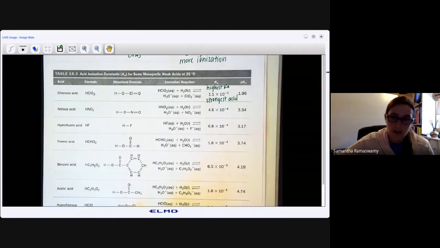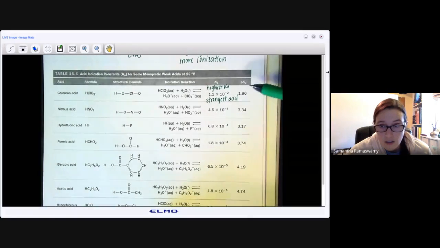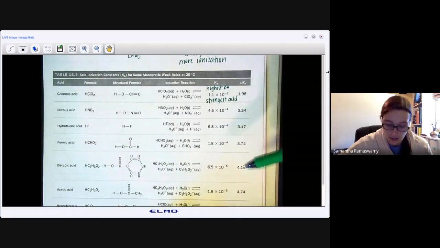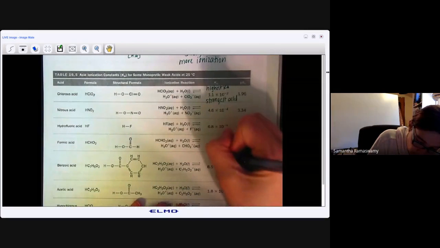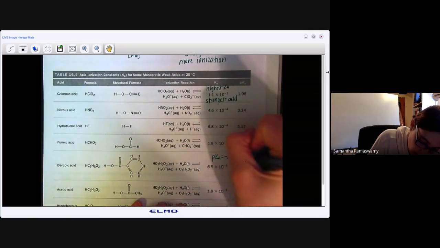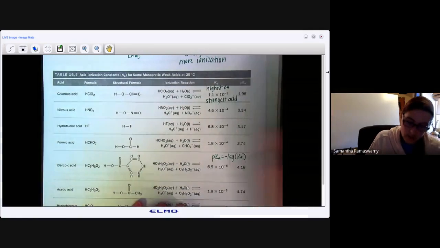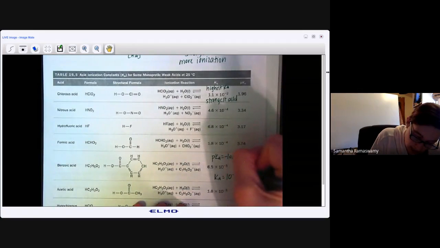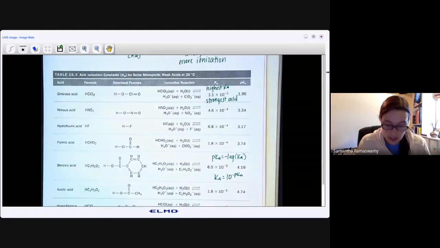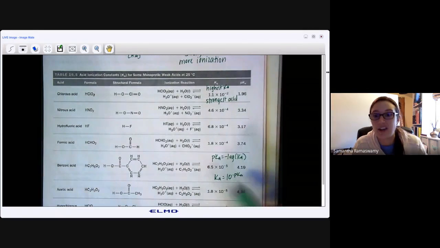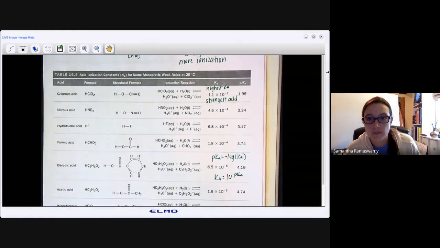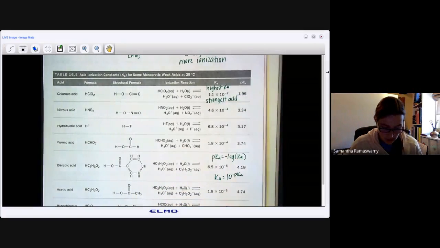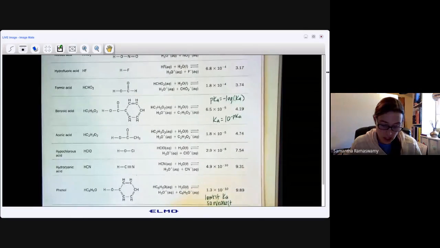Notice how they gave us the pKa? Remember that if they give you the pKa, they give you the Ka. The relationship between the two is that pKa is negative log of Ka. So if you have to go backwards, the Ka is 10 to the negative pKa. You need to know how to take the pKa and figure out what the Ka is. So chlorous acid is the strongest acid. Phenol down here at the bottom has the lowest Ka, so it's the weakest acid.